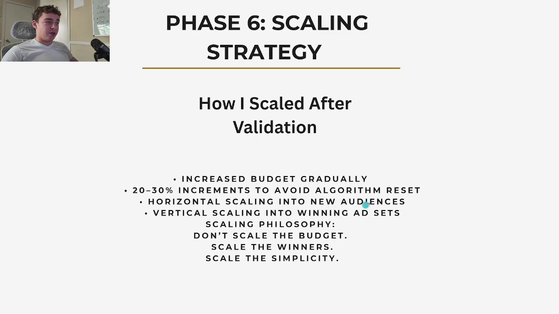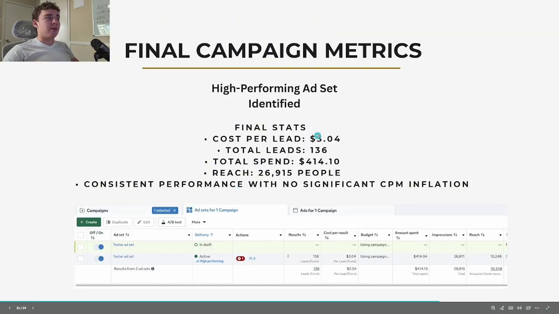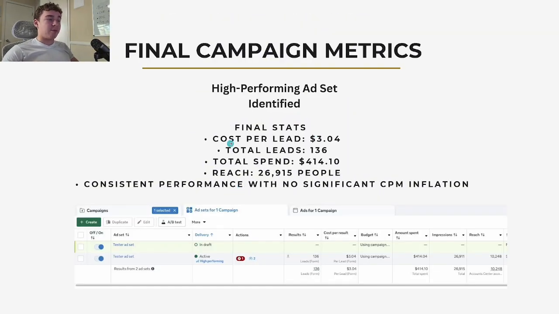Horizontal scaling into new audiences. So this means actually going from a tester campaign, scaling it to a scaling campaign. My philosophy behind it is don't scale the budget, scale the winners, scale with simplicity. Like I just explained, you want to scale with predictable data so you're not just wasting money and throwing money at Meta. And the final campaign metrics were cost per lead was $3, the total number of leads was 136, and the total spend was $414.